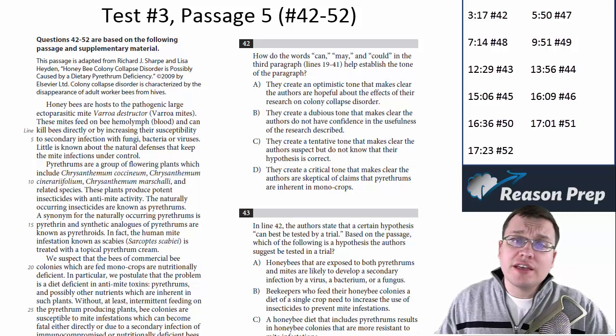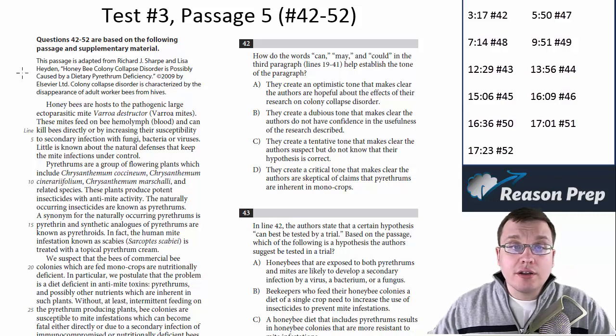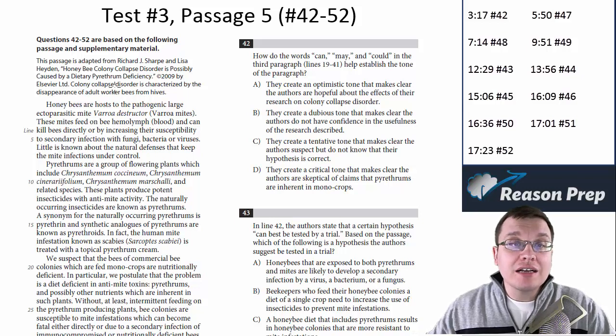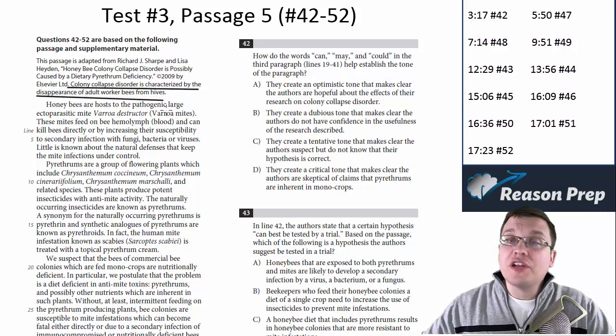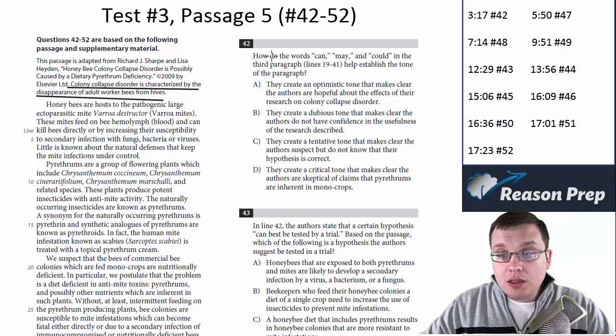Last passage of test 3. Let's get started. This passage is adapted from this source. Colony collapse disorder is characterized by the disappearance of adult worker bees from hives. Okay, so definition of a term in the blurb. Let's go to the question.